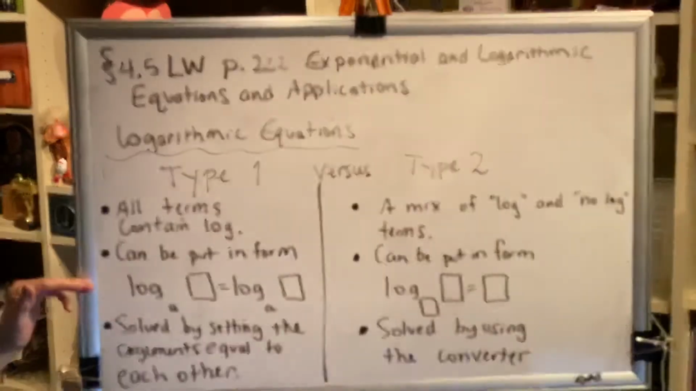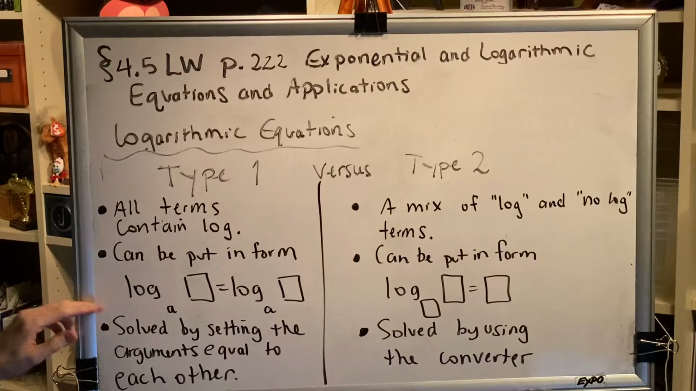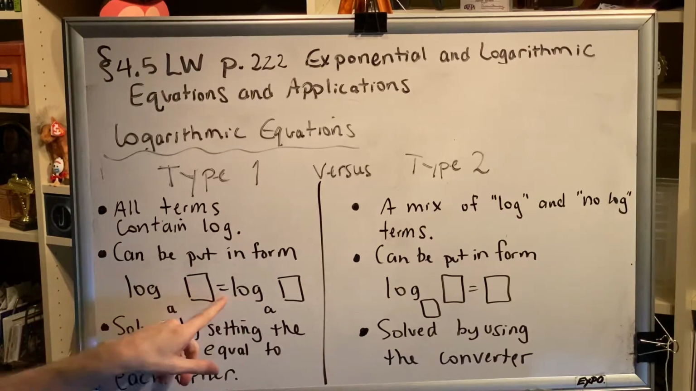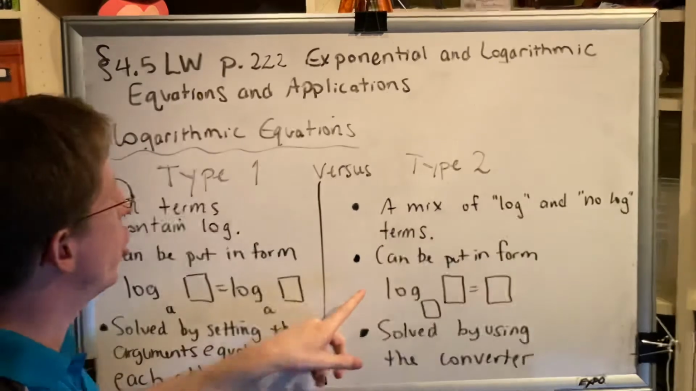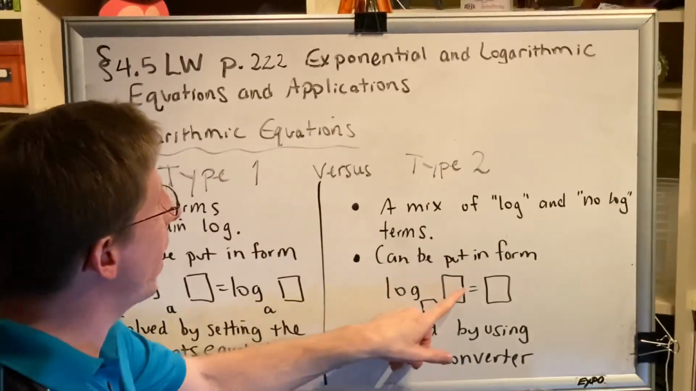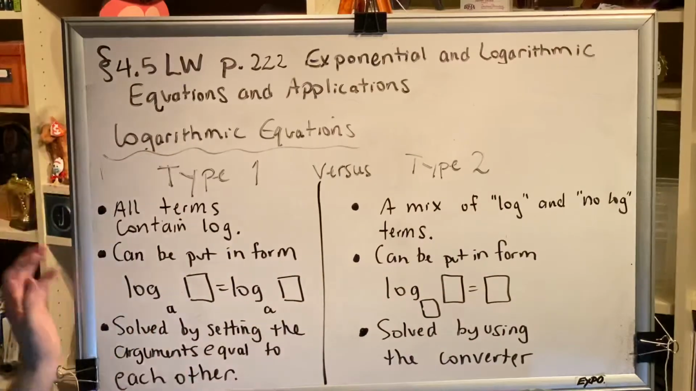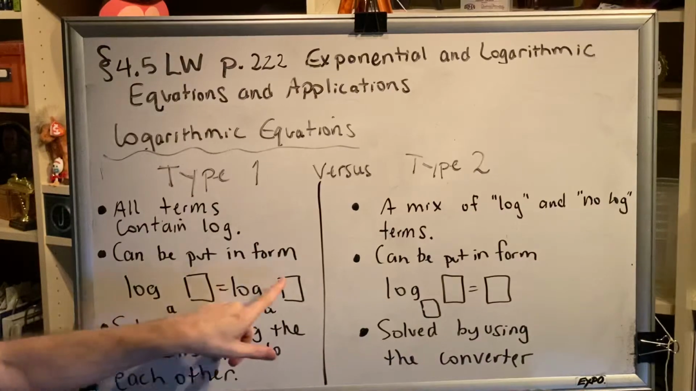All right, how about the form? For type 1, your job is to rearrange the equation to be in the form log base a of blank equals log base a of blank. Versus type 2, where your job is to rearrange the equation to put it in the form log base blank of blank equals blank.